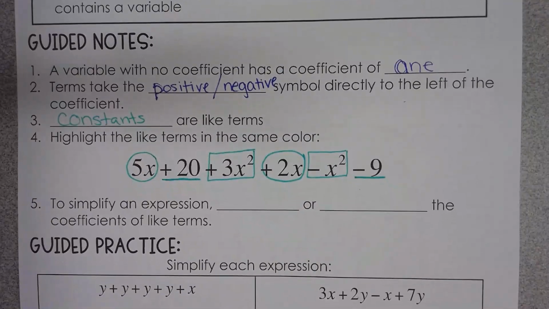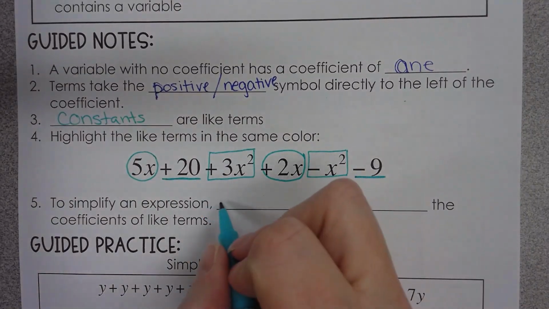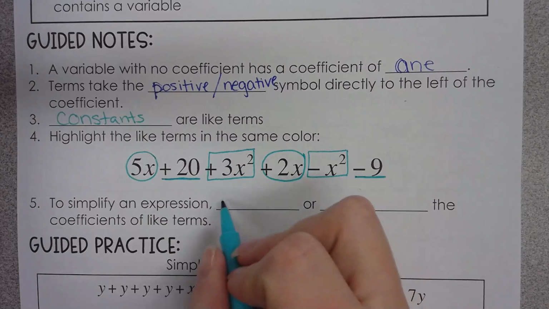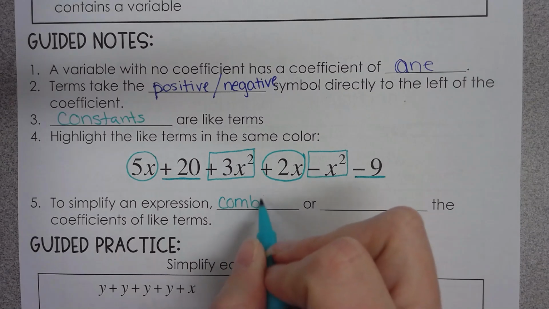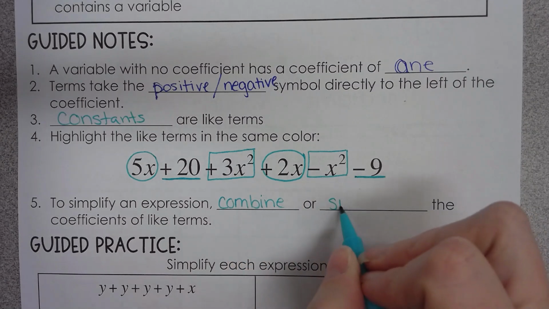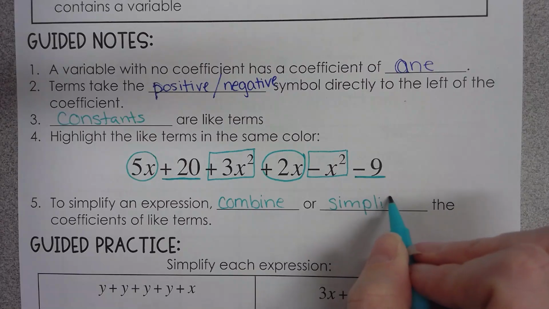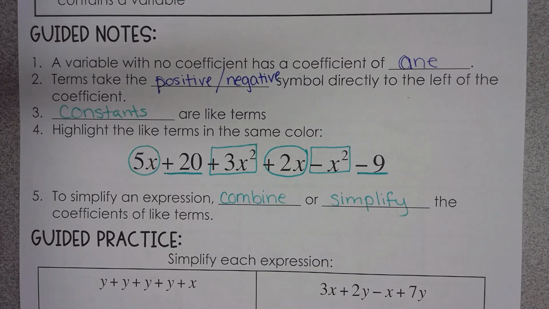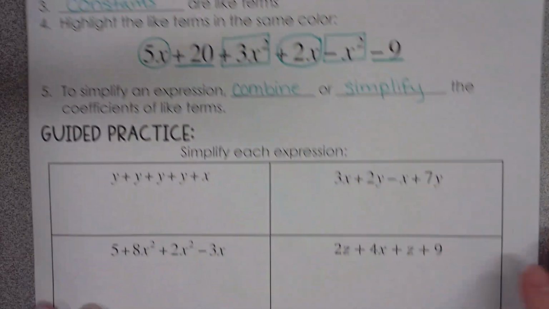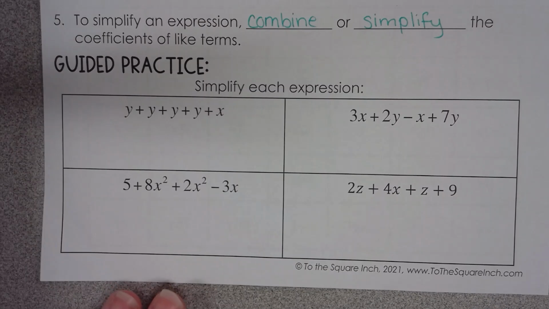To simplify an expression, we have to combine or simplify the coefficients of like terms. So you're either going to add them or you are going to subtract them. And you're going to know to add or subtract them based on the sign that is to the left. So now we've got some guided practice.